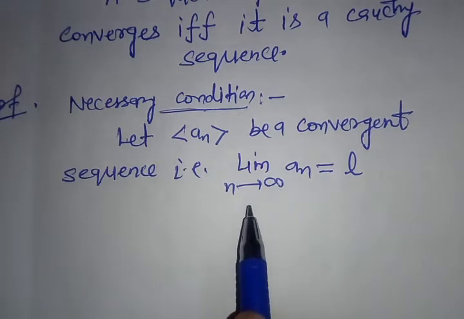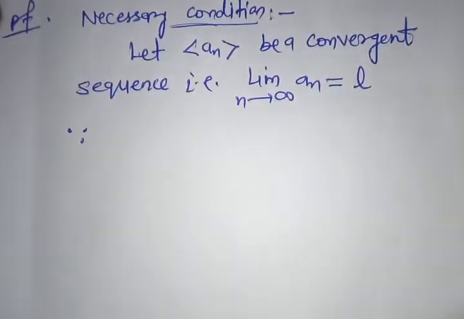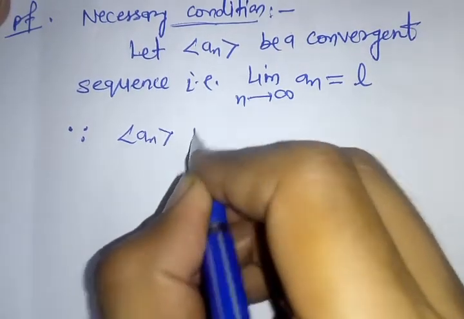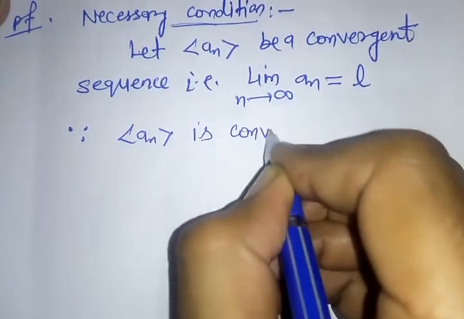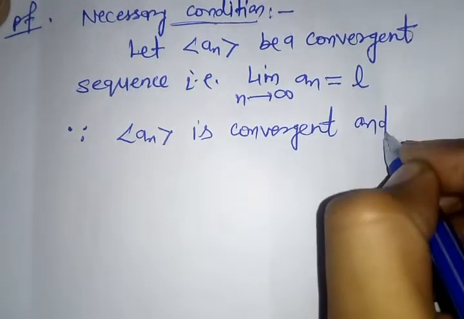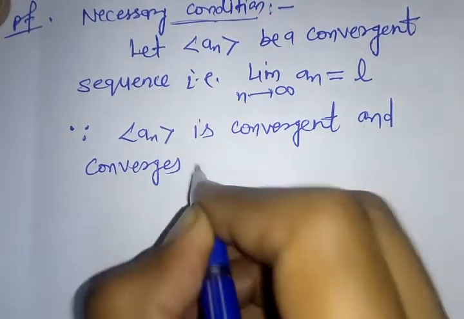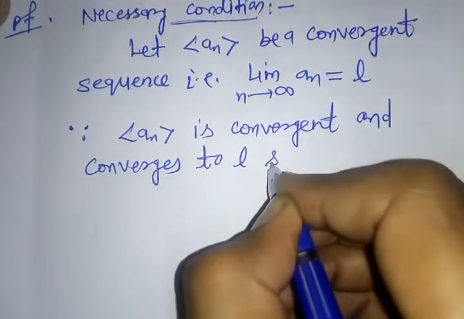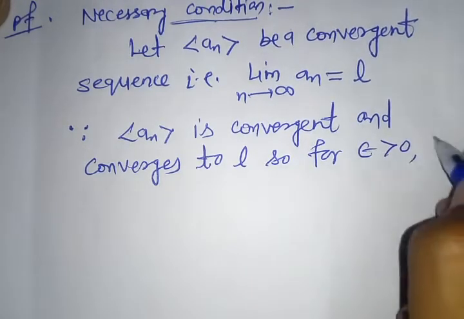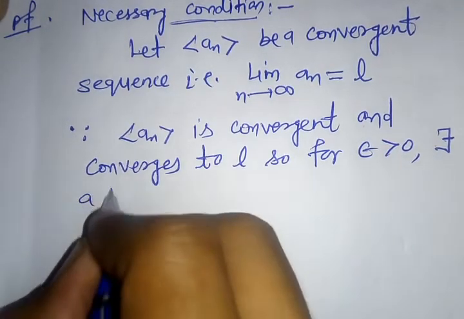Since the sequence an is convergent and converges to l, for epsilon greater than 0, there exists a positive integer.